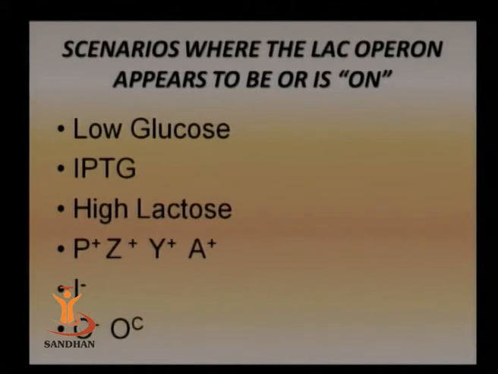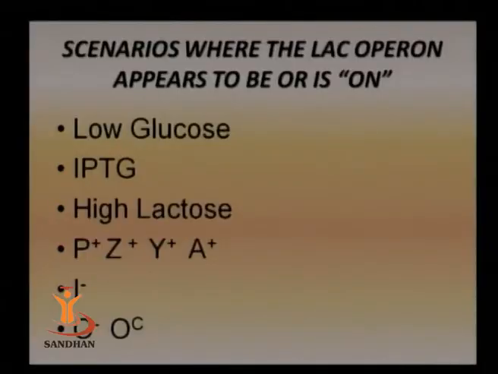Presence of IPTG. IPTG is considered a gratuitous inducer of the Lac Operon. A gratuitous inducer means an inducer which is not actually a substrate, when substrate and inducer are two different things. At that time, the inducer is known as a gratuitous inducer. For this operon, lactose is the actual inducer as well as the substrate, while IPTG is only an inducer, not a substrate. So IPTG is able to trigger the expression of the Lac Operon.